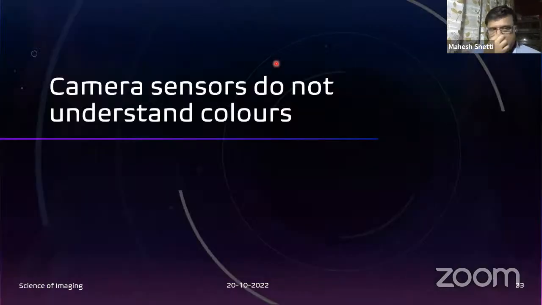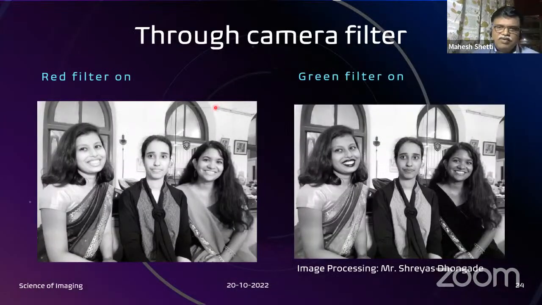Now, we talk about colors. In astrophotography, typically you don't get colored pictures, but all the beautiful pictures from the Hubble Space Telescope are colored photographs. So what is done? Let us look at what a camera does. I'll show a photograph taken through camera filters. These are my students in my lab, and the red filter is on over here.